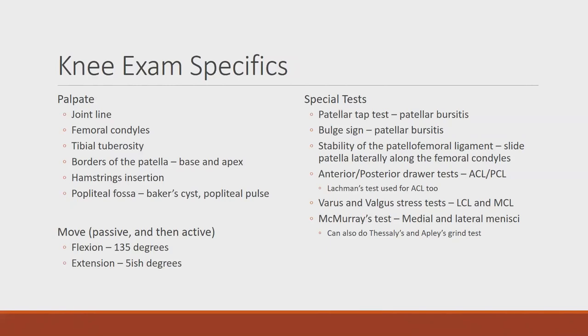Sometimes they use this thing called the Lachman's test, which is kind of like the anterior drawer test, but instead of sitting on their foot, instead of their foot being at 90 degrees, it's at 30 degrees and you hold the bottom of their foot and then try to move it. It's really dumb, but apparently it's got a higher sensitivity and specificity for ACL tears, but I don't think anybody really cares about that. And then again, for your bursitis, you can do your patella tap test, your bulge sign. And then if you really want, you can check for patellofemoral syndrome where your patella is grinding against your femoral condyles and causing pain.